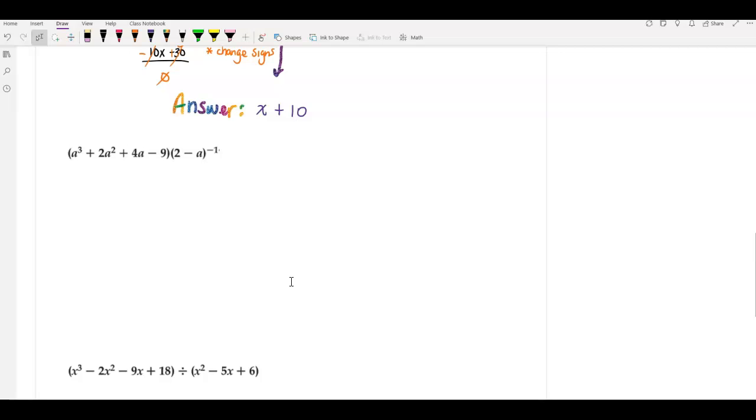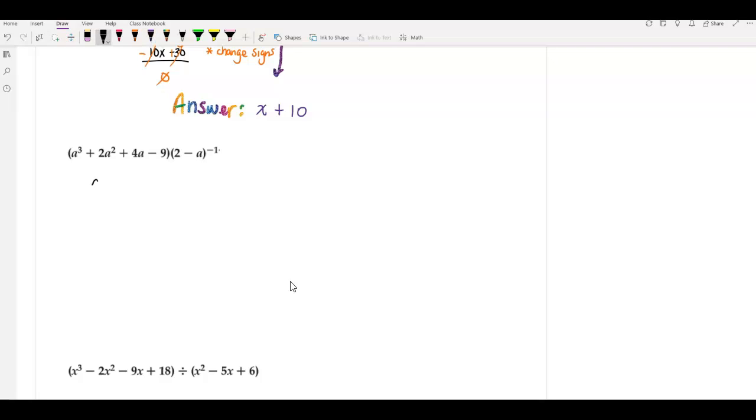It's written a little differently. We are multiplying, but this time we have a negative exponent. And what do we know about negative exponents? Are we allowed to have them? No. So we need to rewrite this without the negative exponent.